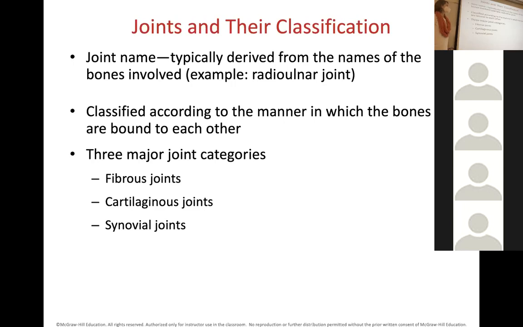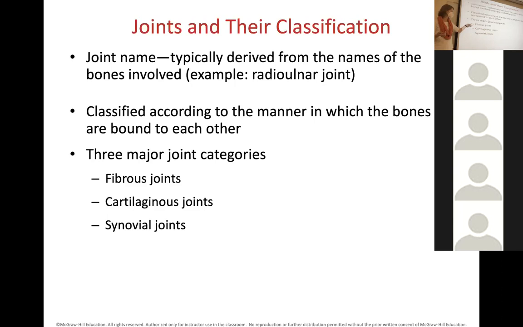And then we also classify them based on how the bones are joined together. There are 3 different ways they can be joined together. The main categories are fibrous joints, cartilaginous joints, and synovial joints. We are going to spend most of our time talking about synovial joints. Those are the joints you typically think of: your hip, your elbow, your shoulder, your ankle. All of those really highly mobile joints are synovial joints.